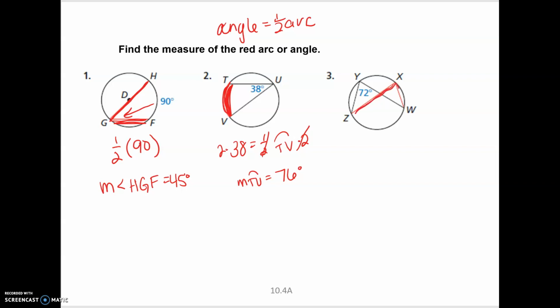Okay, and the last one here, this is based off that theorem that we just learned. Okay, so both of these have the same intercepted arc. So if this angle is 72, this angle is also 72. So the measure of angle ZXW is 72 degrees.